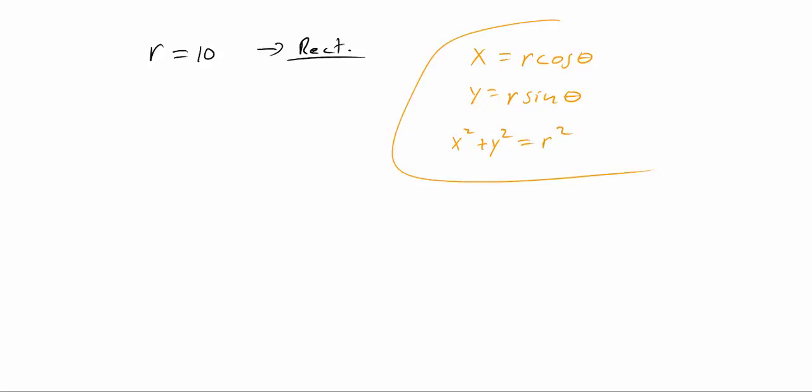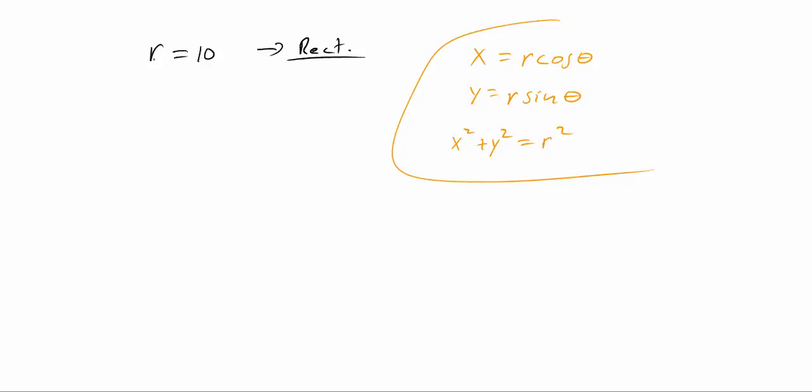What if we're simply given the equation r equals 10? And once again, we want to change this into rectangular form. And just to recall, we have x equals r cosine theta, y equals r sine theta, and x squared plus y squared is equal to r squared. So once again, it would be nice if we had r squared.